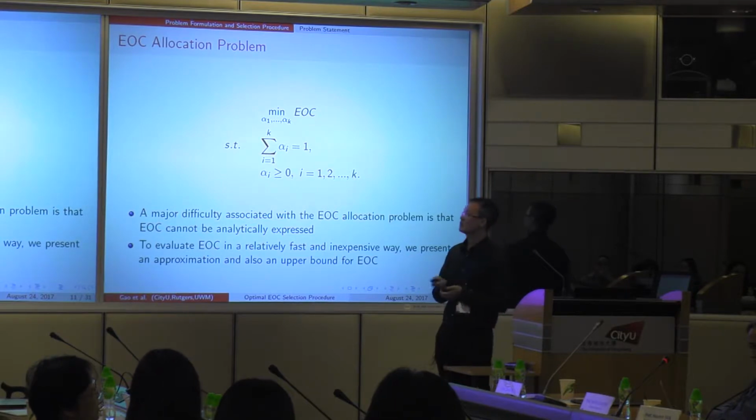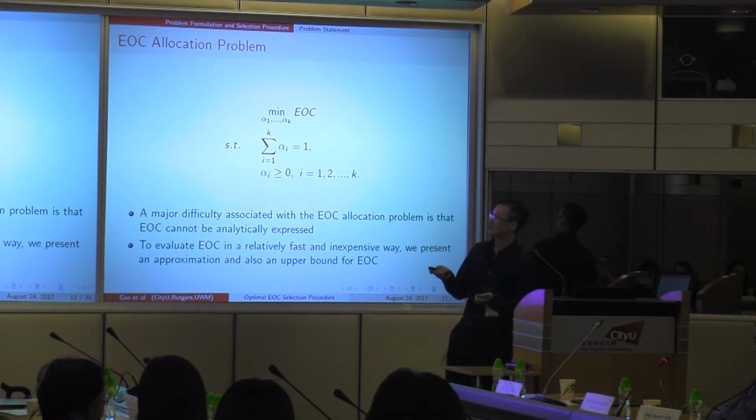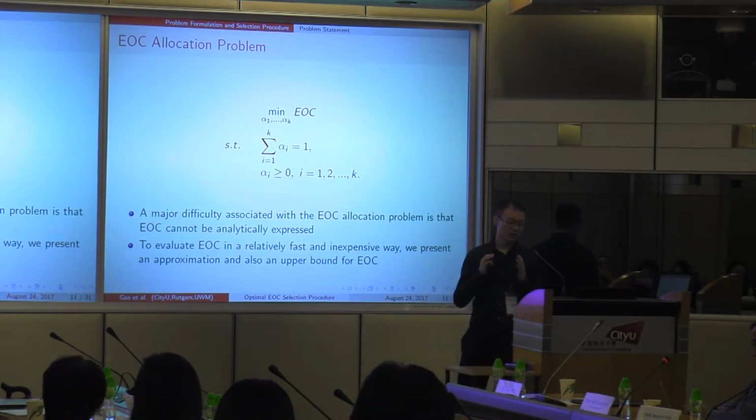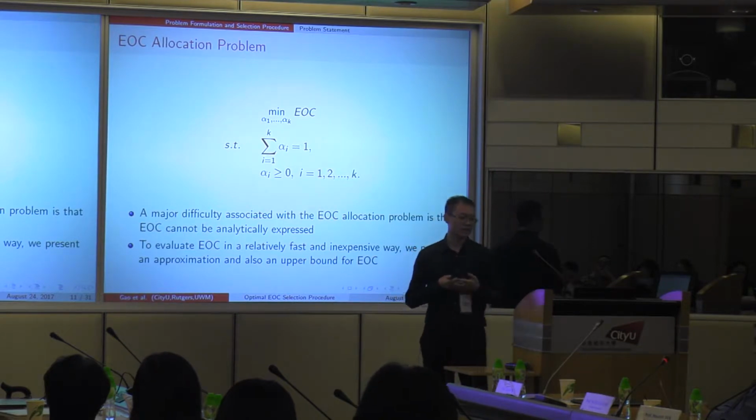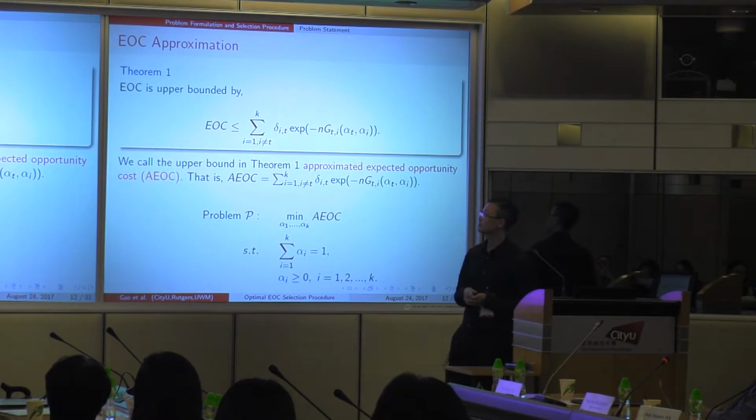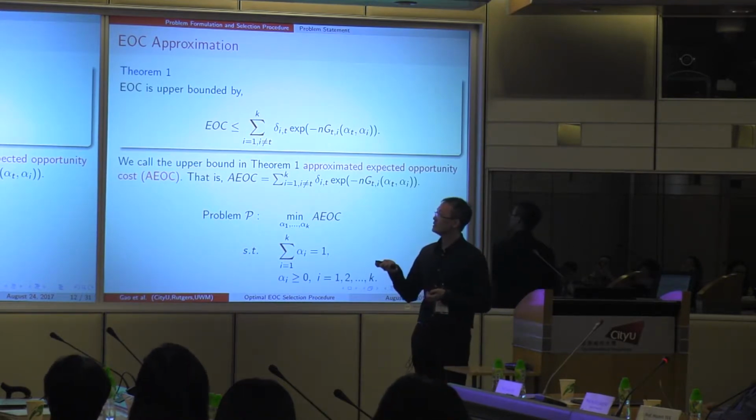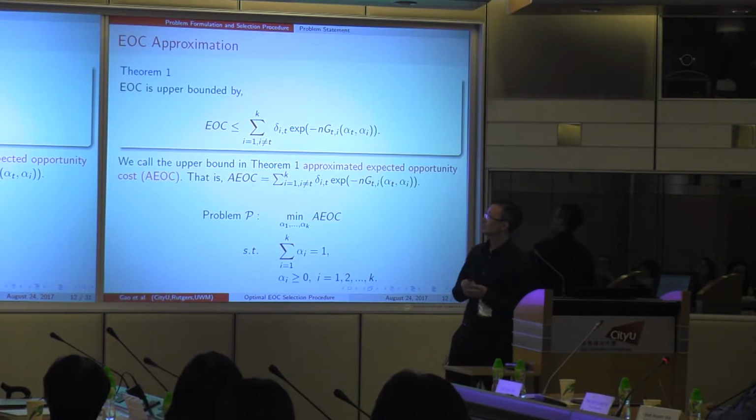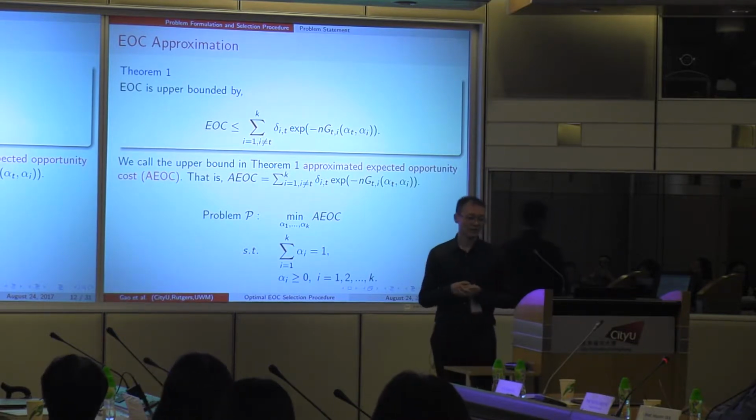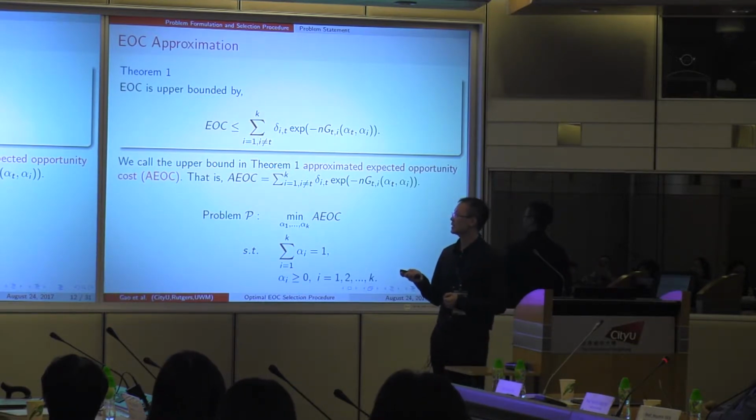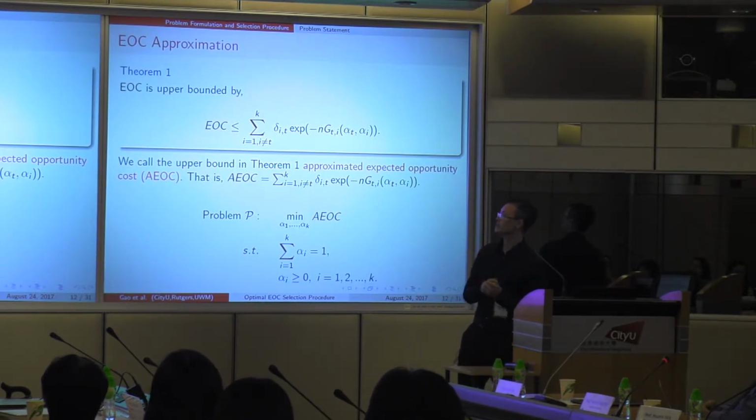The major problem for solving such a selection problem is that the objective function UC does not have an analytical expression. What we propose to do is find an approximation for it using an upper bound. This is the upper bound we find in this theorem. It can be derived using the Chernoff inequality and large deviations theory. We call this upper bound the approximated expected opportunity cost, AEOC.